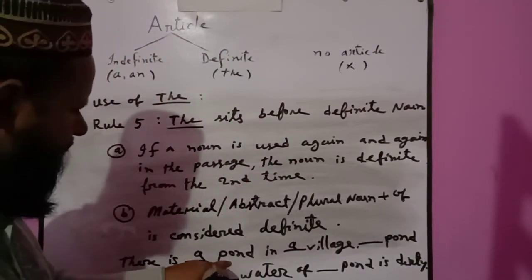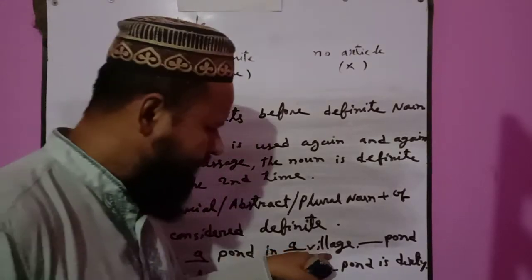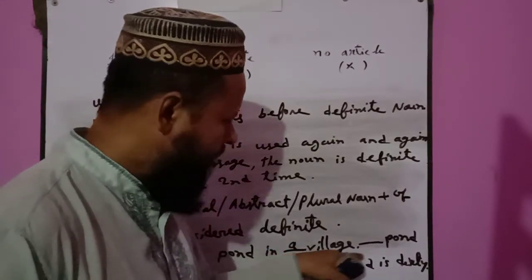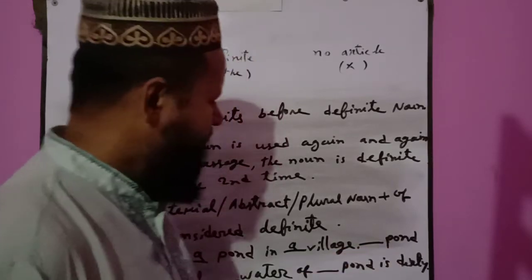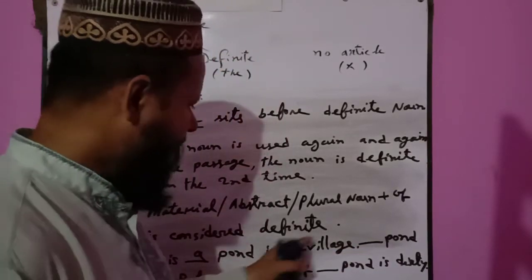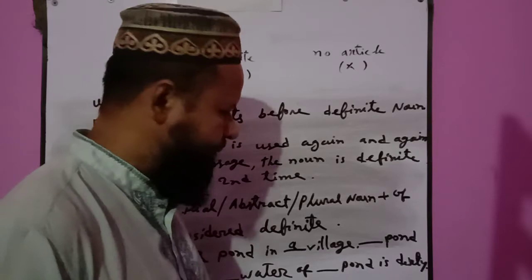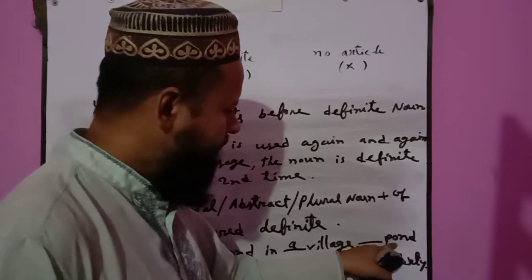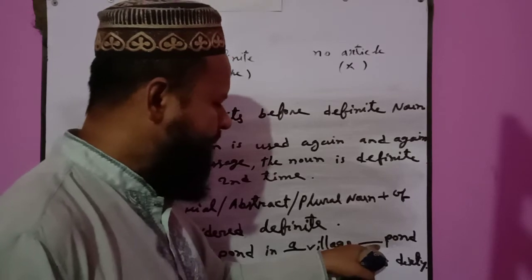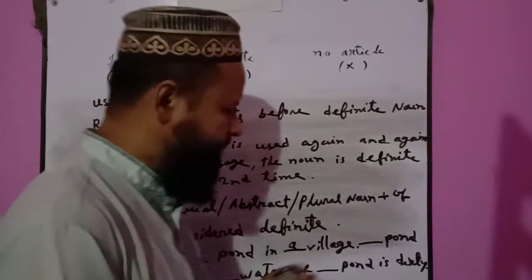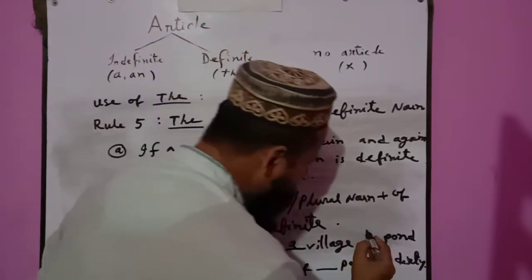The first pond is indefinite. First village is indefinite. But this pond comes for the second time. Pond comes in the passage again and again. And pond is definite because it comes for the second time. So we shall use the.